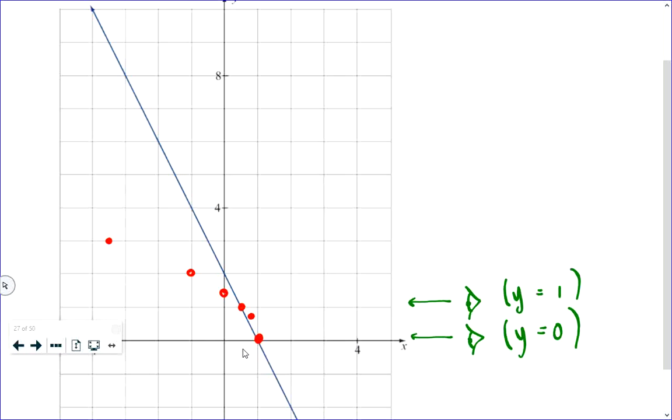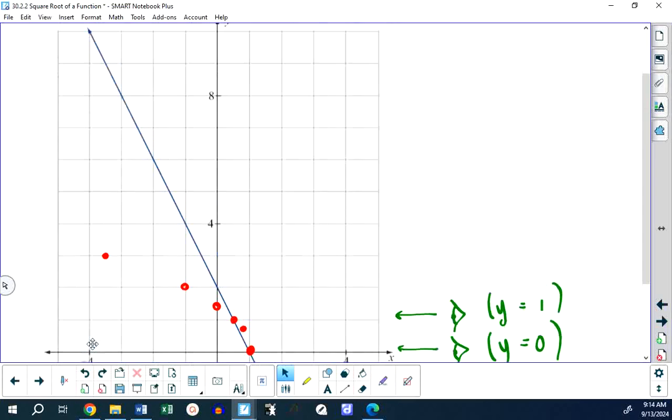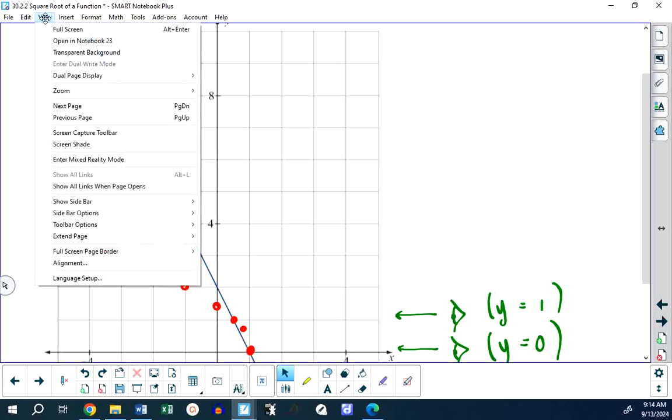And in this band between y equals 0 and y equals 1, all of the y coordinates are numbers that, when you square root, get bigger. So the square root of the function in between where y is 0 and y is 1 will be higher than the original function. But over here in this region, the y coordinates are numbers bigger than 1, so it drops off.